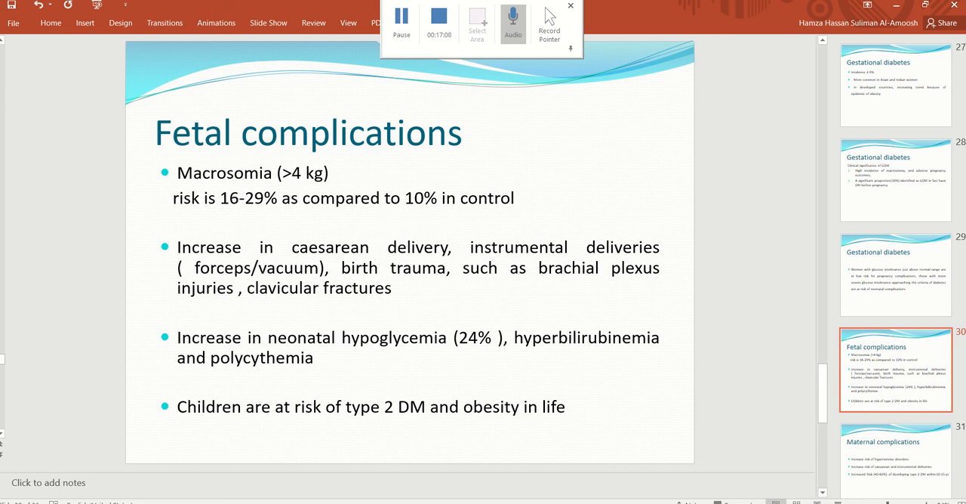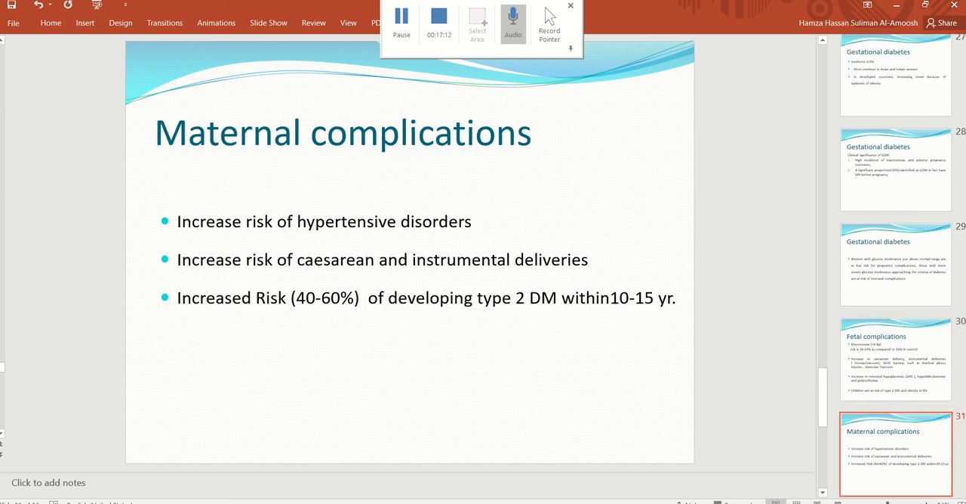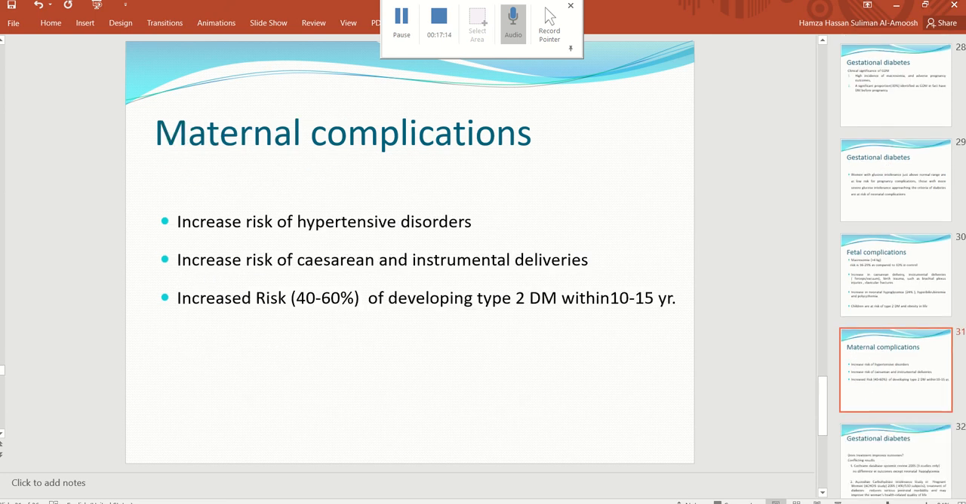Children are also at risk of type 2 diabetes and obesity in later life, the same as the mother. Maternal complications: increased risk of preeclampsia and hypertensive disorder, instrumental delivery and cesarean section rate, and there is a 4 to 60% chance that the mother will develop type 2 diabetes later in life.